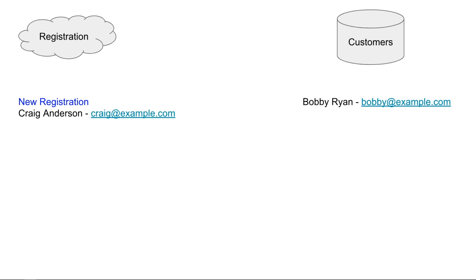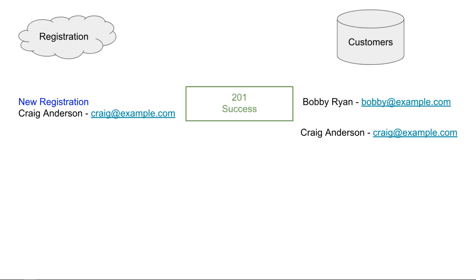A common solution for this is to create an API at the system layer around the customer's database that accepts the events and then writes it to the table. So for a new registration, this translates into a request to insert a new customer into the database. And now after that takes place, we'll have in our customers table the name Craig Anderson. And usually what the API will do is it'll return a 201 success message back to the system that sent the new registration.